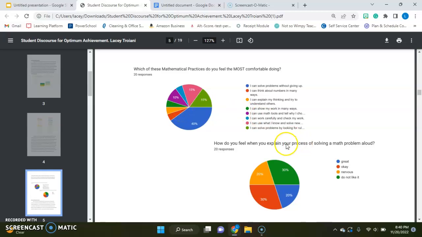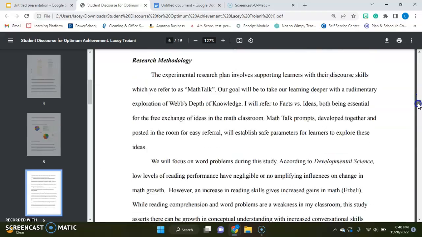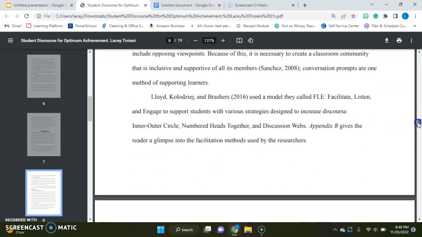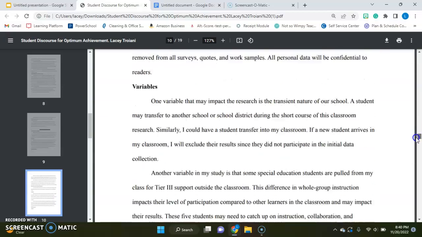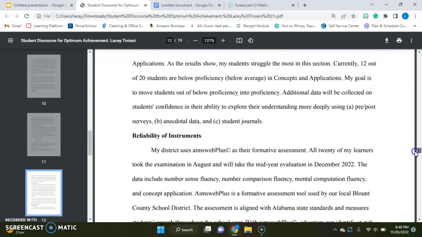And I also asked them, how is it that you feel when you explain your process orally? And a lot of my students ended up not liking it, or they were just okay with it. And I have worked with my students since then, and these results are much better now. I'm able to tell just within my students, because we are much more open with our talking orally and being able to talk with one another. And I will show you kind of how we did that as well.